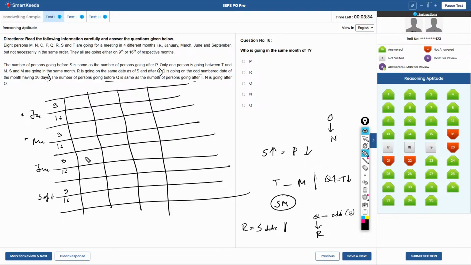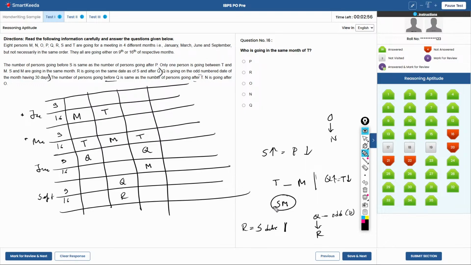So I will just start with the odd date of 30, right? So Q here. In this scenario, R can only be here. Okay, now I'll go to the Q, T. In this scenario, I got two cases, T, M here, or M here. Okay, now it said that M is here.